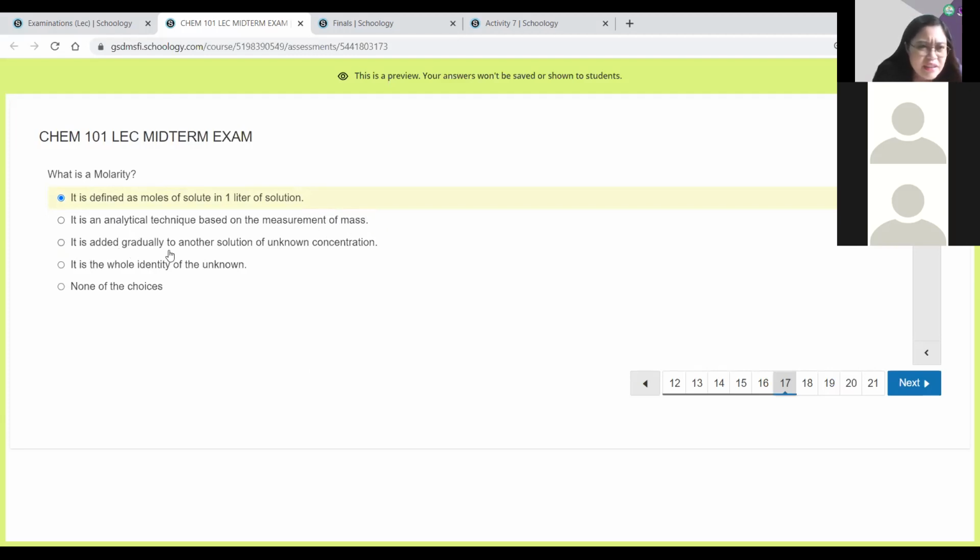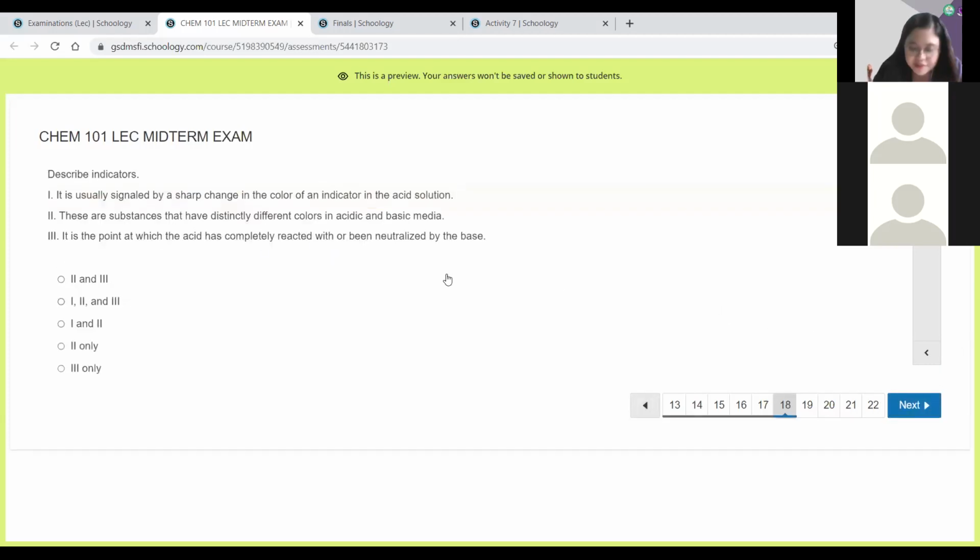And then it is added gradually to another solution of a known concentration. This is naman the definition of our standard solution. Standard solutions are solutions used in titration wherein their concentrations are known. So they will be reacted with unknown substances. Next, it is the whole identity of the unknown. So definitely this is not the answer. And none of the choices also, since letter A is the correct answer.